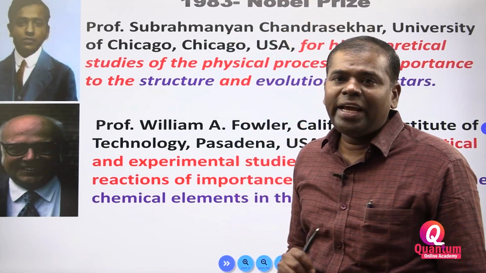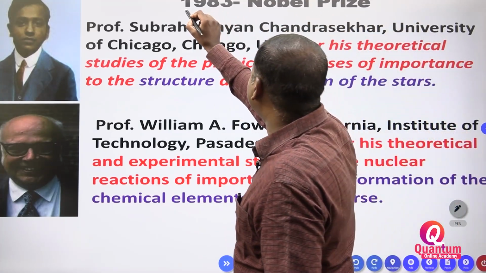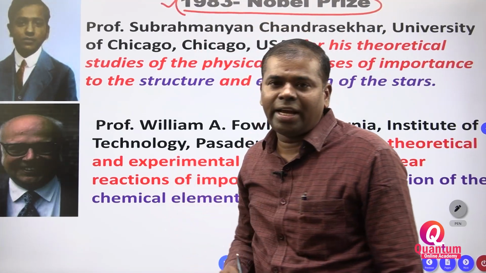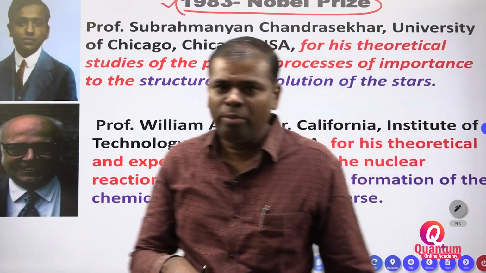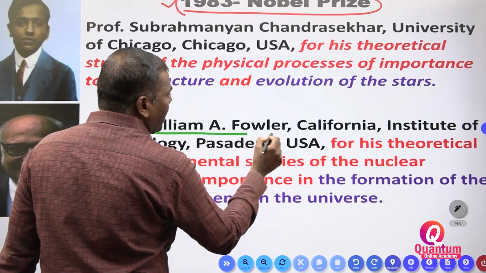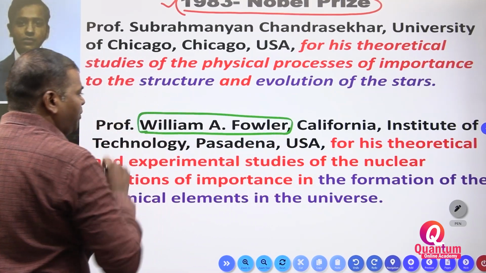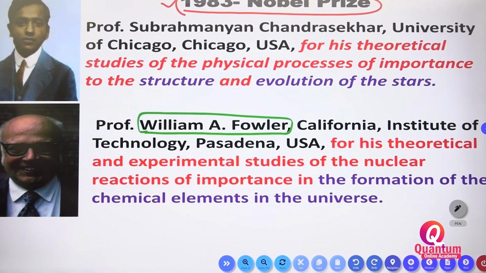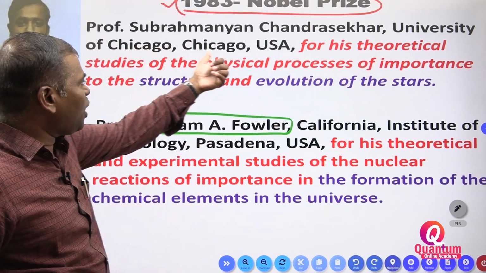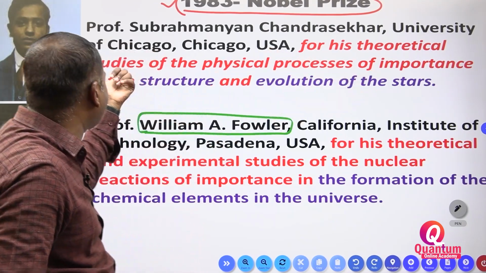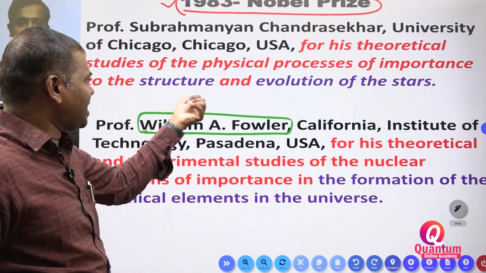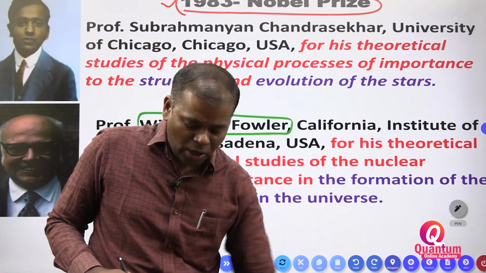Now, when did he get the Nobel Prize? In 1983 he got the Nobel Prize, along with whom? That is also very, very important. Along with Professor William A. Fowler. Subrahmanyan Chandrasekhar, University of Chicago, USA, for his theoretical studies of the physical processes of importance to the structure and evolution of the stars.